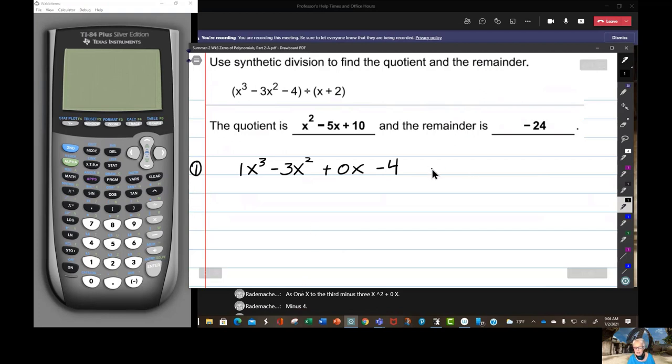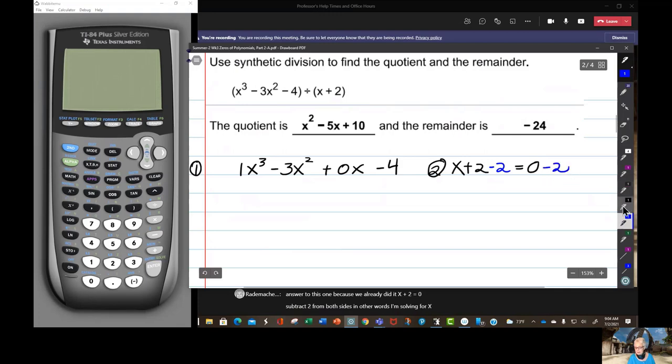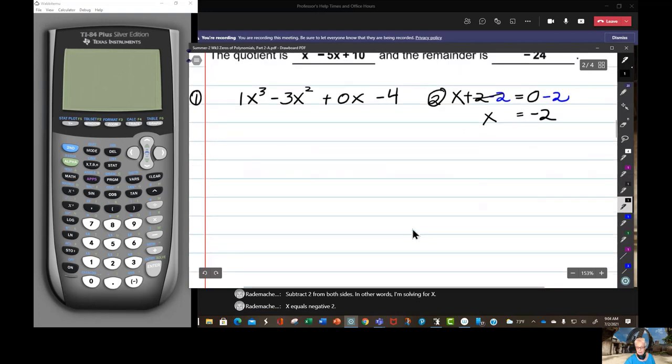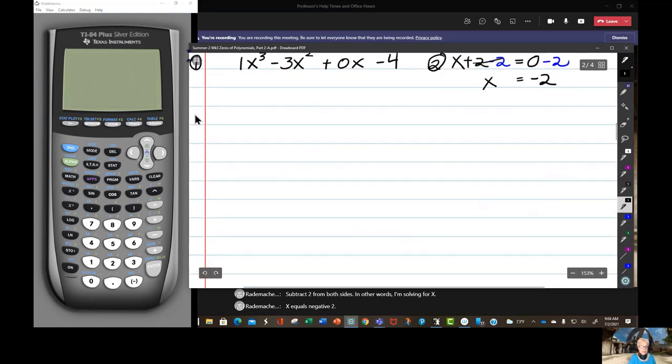And then again, I can come over here. We already know the answer to this one because we already did it. X plus 2 equals 0. Subtract 2 from both sides. In other words, I'm solving for x. X equals negative 2. So we're going to do synthetic division. Negative 2, 1, negative 3, 0, negative 4.